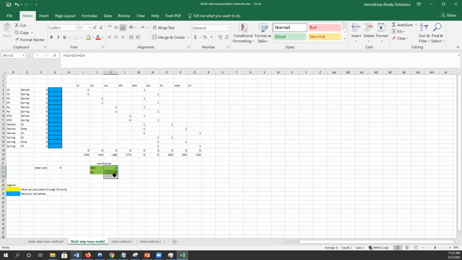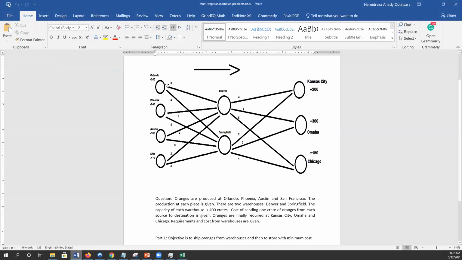Okay, now we also make a logical relationship for what we have through our warehouses. Now about constraints. From Orlando, you can have one outbound to Denver or to Springfield. Same for Phoenix, you outbound to Denver, outbound to Springfield, or similar to Austin and San Francisco. Remember, the negative sign here just means outbound. It means you lose some supply or some products because you are sending them out.